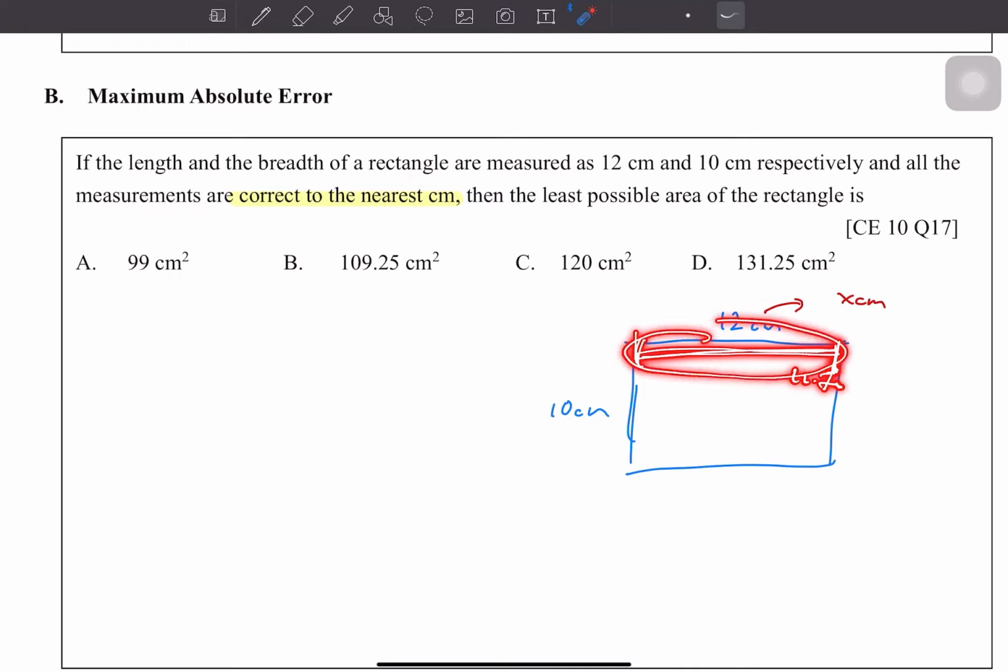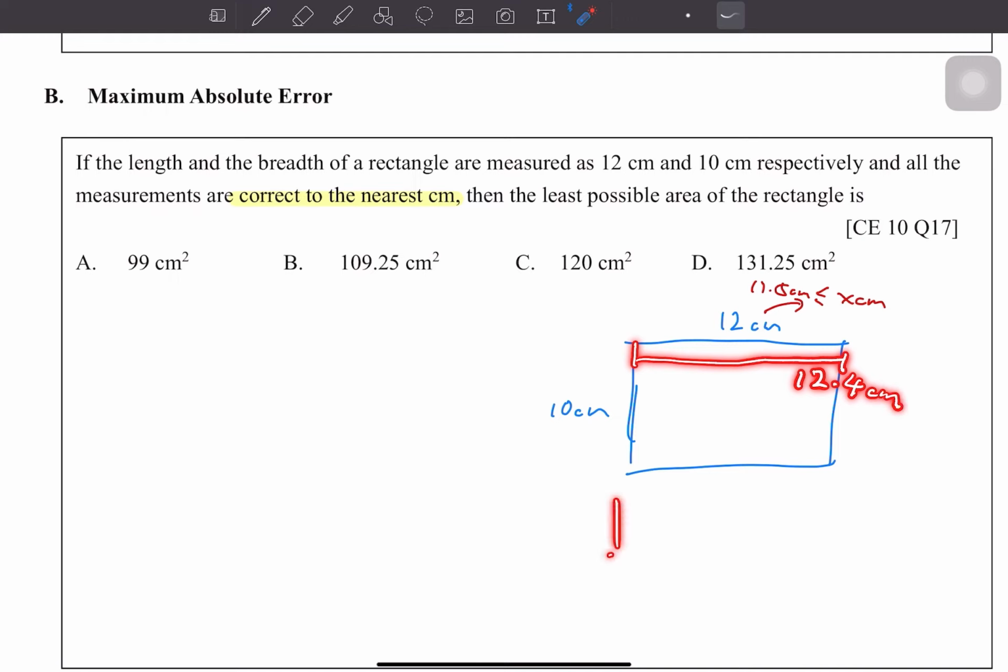So what is the minimum value of x? Maybe you will remember, because it is correct to the nearest cm, that means if your measurement is greater than or equal to 11.5, you will correct to 12 cm. So I know the minimum value is 11.5 cm. How about the upper limit? It is 12.4 cm.